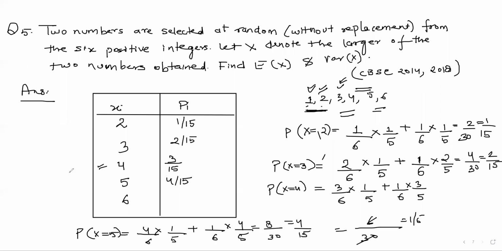Yes, sir. Okay, now the next is P(x is equal to 6). So on the first one, you get a 5 by 6, next is 1 by 5, plus 1 by 6 into 5 by 6. So 5 by 5. Okay. So here it is 10 by 30. So it is 1 by 3. Is it fine, Nabil? Yes, sir.